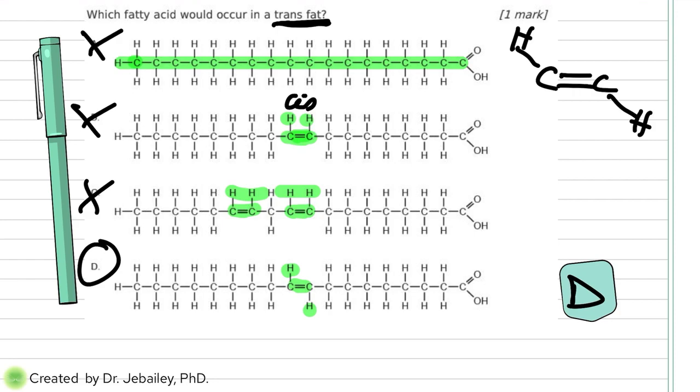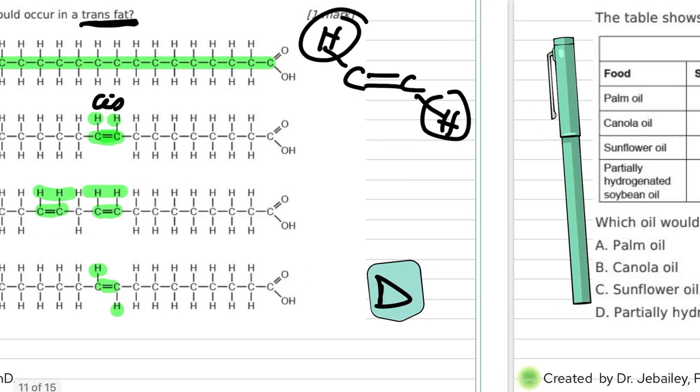So this is how you do it when you're looking for trans fat. Look for a double bond, and then make sure that you're looking for the hydrogens on opposite sides of each other, and that's how you know it's a trans fat.